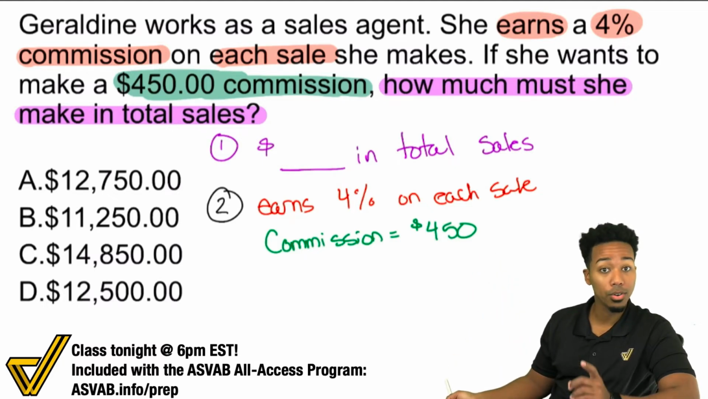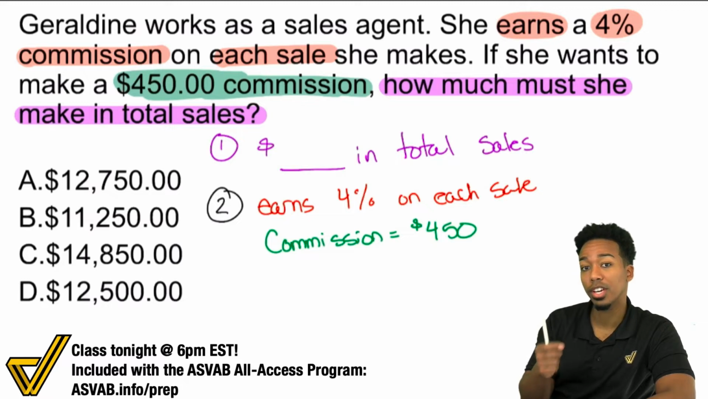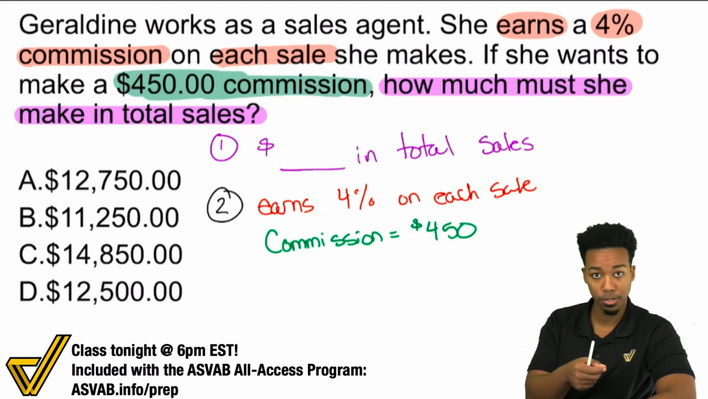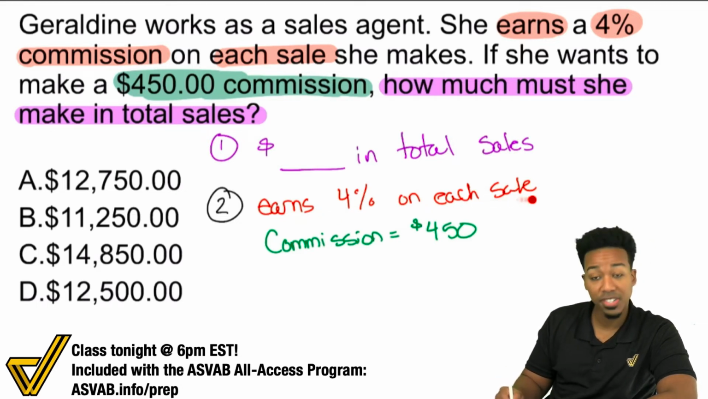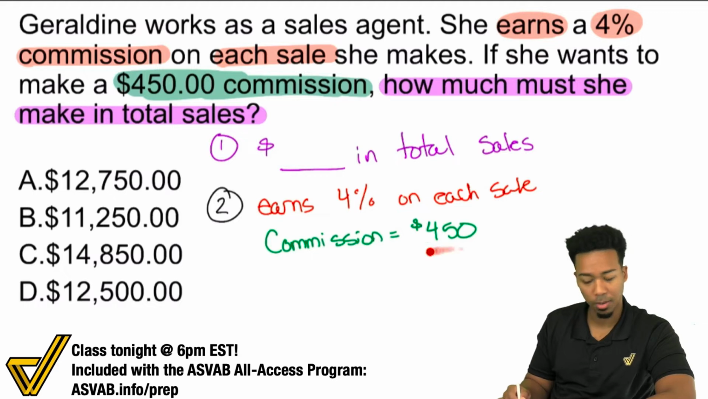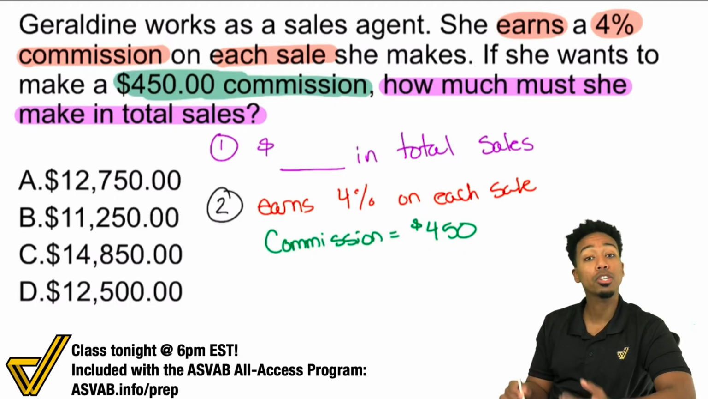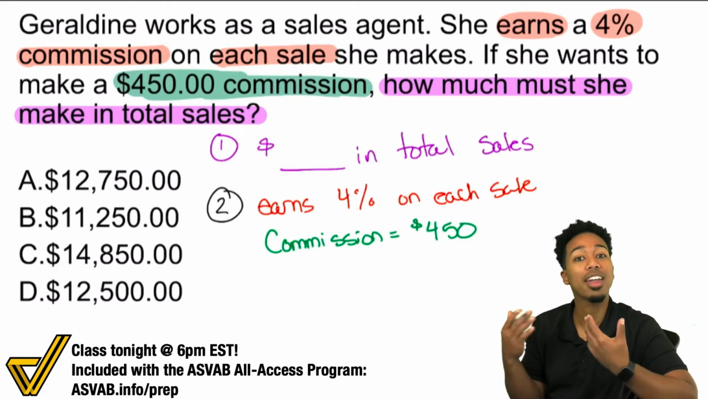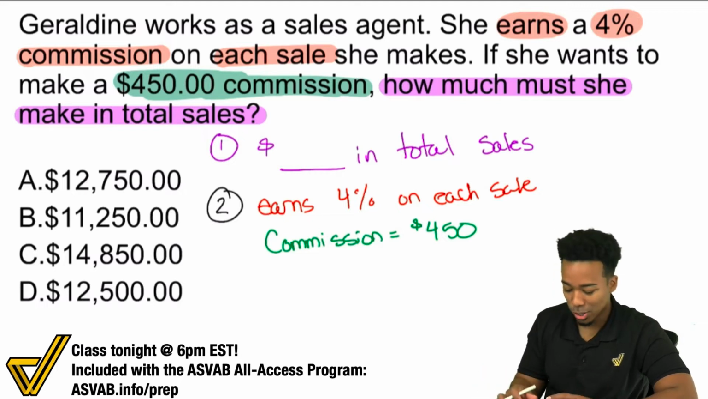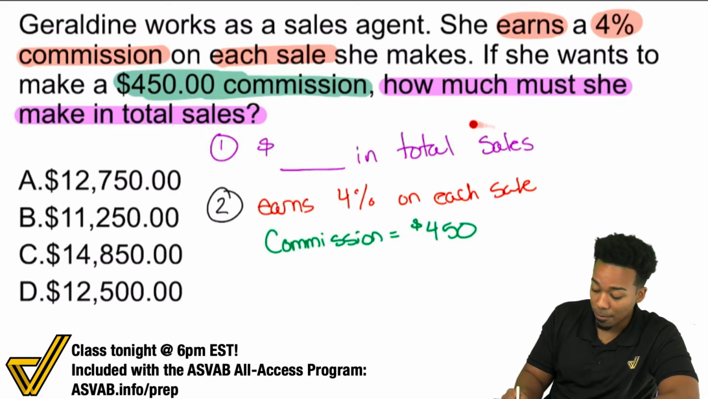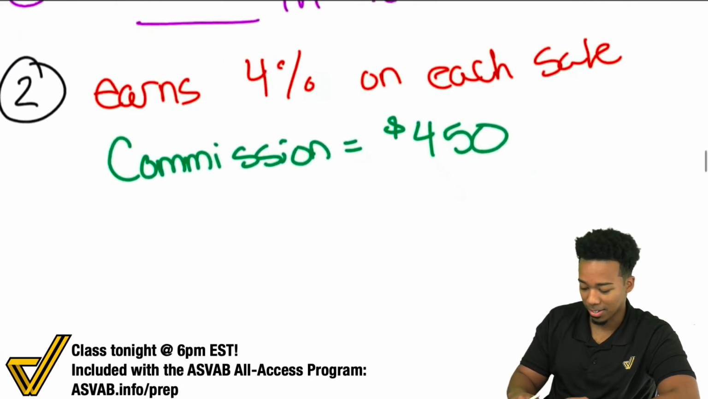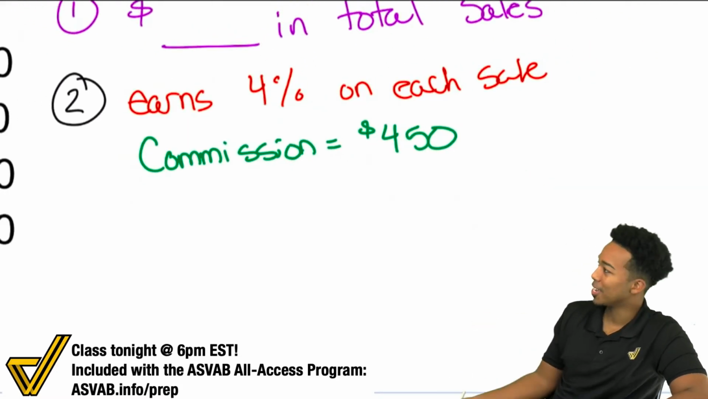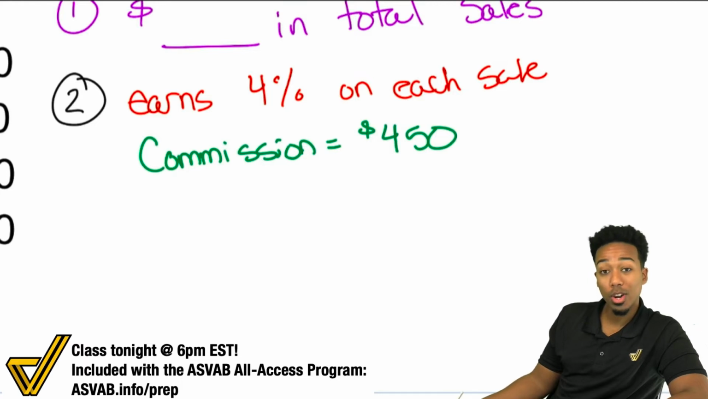No. This is why it's so important to understand how percents work and how to notice whether you're going forward or backwards. Because remember, you earn 4% on the sale, not 4% on the commission. That doesn't make sense. Your commission is the result. The commission is what you get after the sale's done. So with that said, we're looking for what we need in total sales. So this is where things happen now. I'm going to zoom on in, and here's what we're going to do.